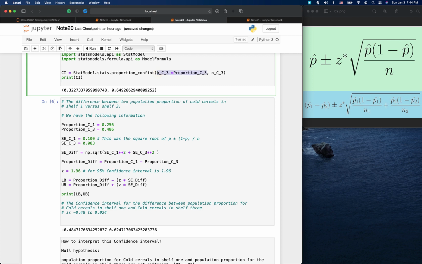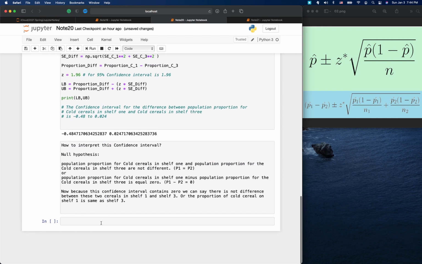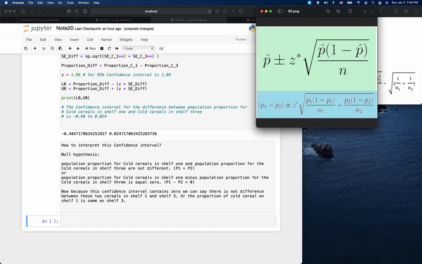The first argument says the number of items in a group multiplied by the proportion, and then the next item says the number of items or observations. Okay, so so far what we did, we calculated the confidence interval for proportion just for one group separately, and then we calculated the difference of proportion in the population, the confidence interval for that, and all of them we assume the confidence level is 95%.